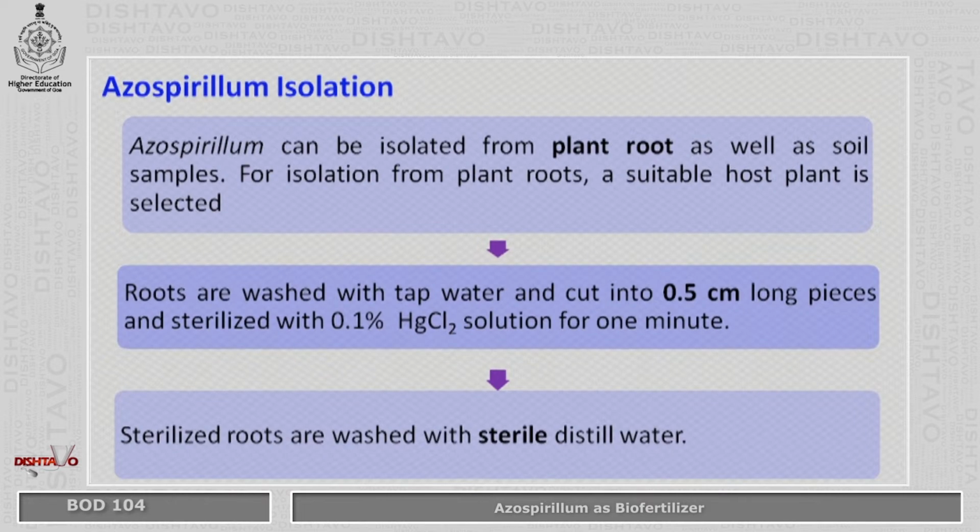The procedure of isolation of Azospirillum goes as follows. Azospirillum can be isolated from plant root as well as soil samples. For isolation from plant roots, a suitable host plant is selected. Roots are washed with tap water, cut into 0.5 cm to 1 cm long pieces and sterilized with 0.1% mercuric chloride solution for 1 minute. Sterilized roots are washed with sterile distilled water to remove the sterilant from the surface of the roots.